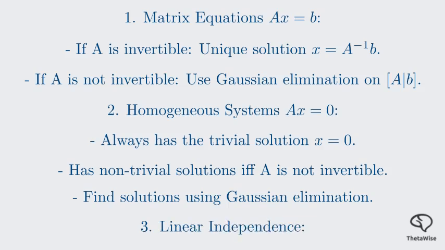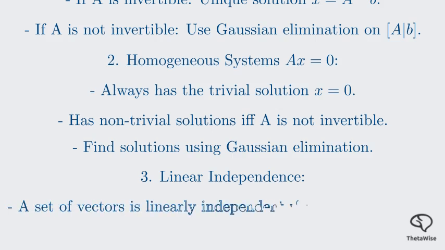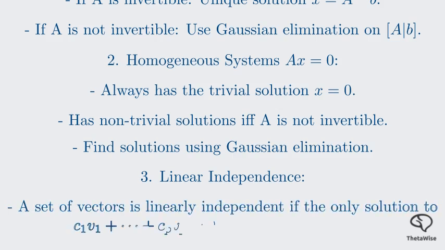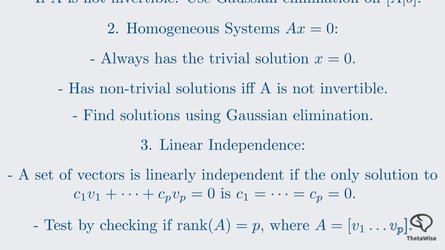Finally, we defined linear independence. A set of vectors is linearly independent if the only way to combine them to get the zero vector is by using all zero coefficients. We test this by forming a matrix A with the vectors as columns and checking if the rank of A equals the number of vectors.